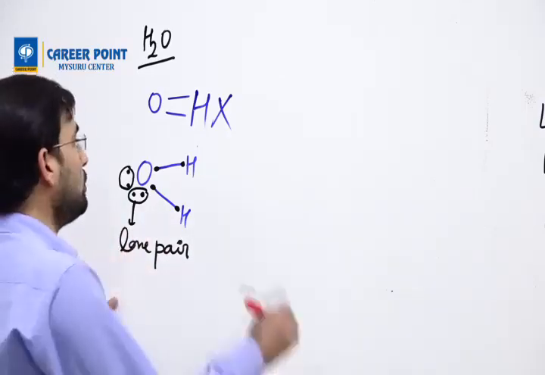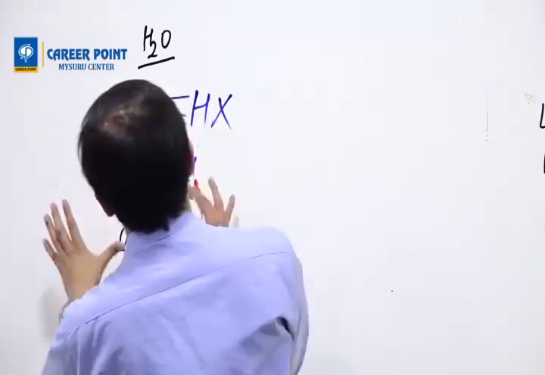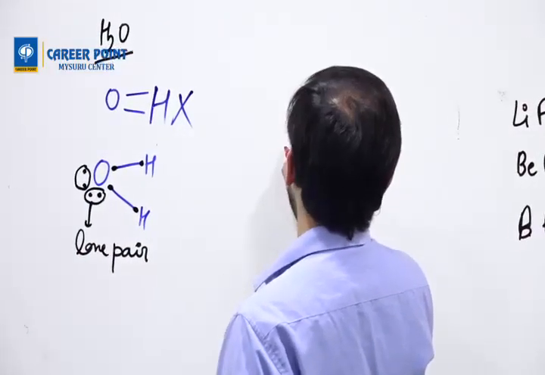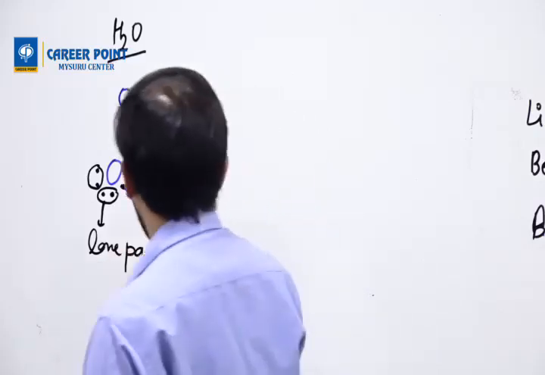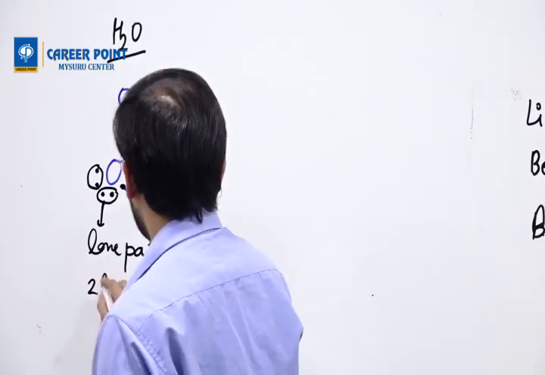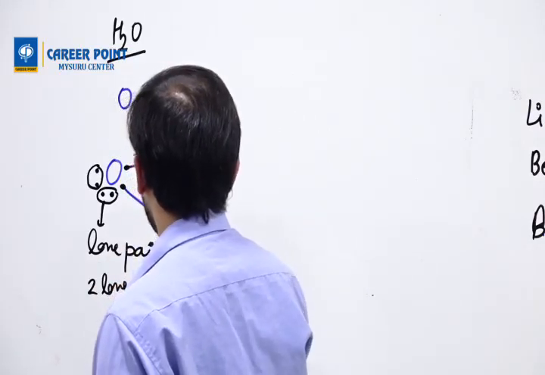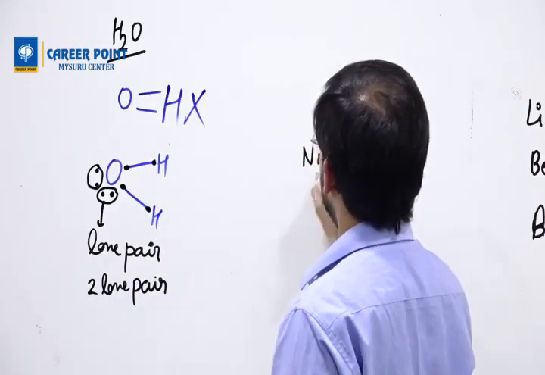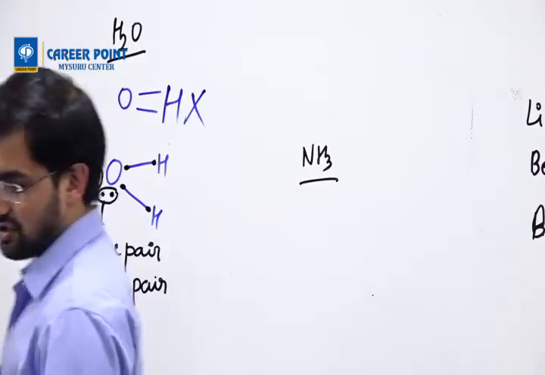Now you have to do this same thing. Whatever I've done here, you should do this for this case. And you should tell me how many lone pair now. So total 2 lone pair. Okay. So do this for this compound. Do it for this NH3.